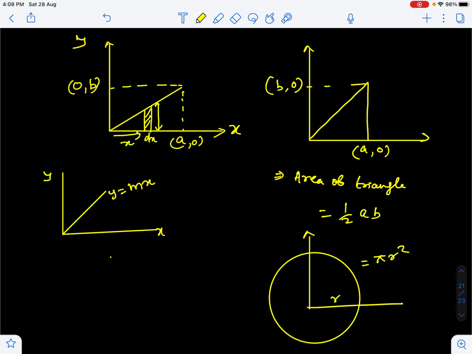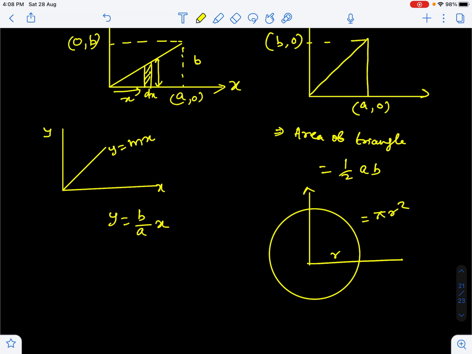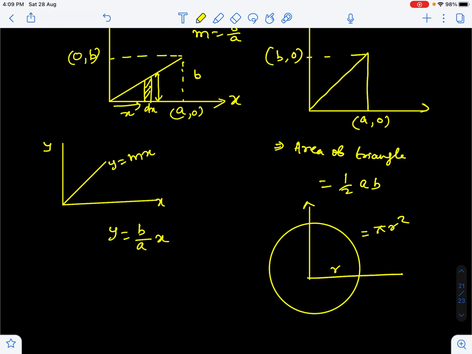So y is equal to mx, where m is the slope. Slope is y by x. I have already discussed this in my videos on differentiation. Slope is y by x, y is b, x is a. So the slope of this line is b by a. So can I write the equation of this line which I have drawn above as y is equal to b by a into x?